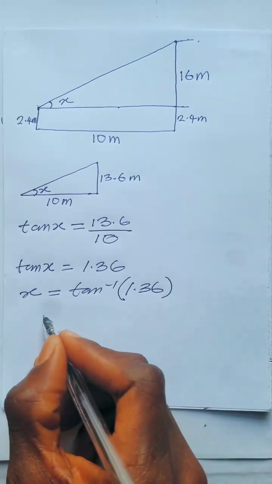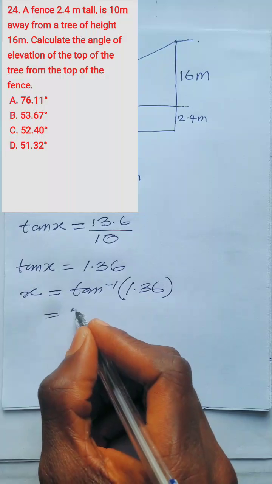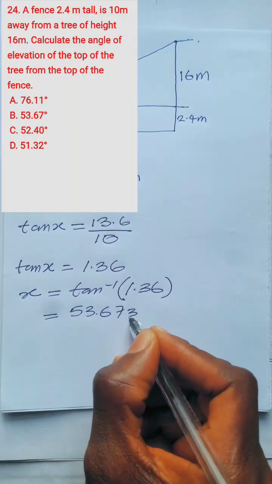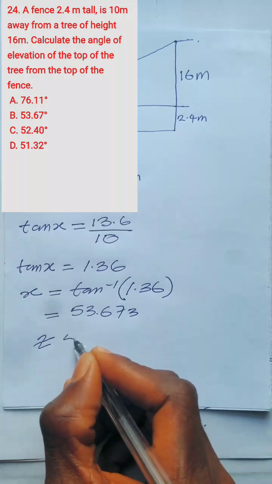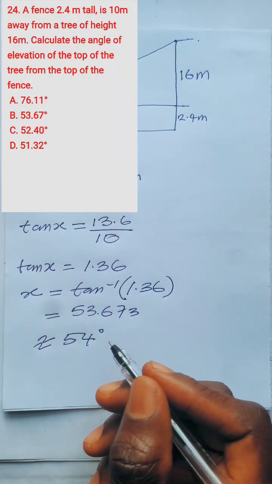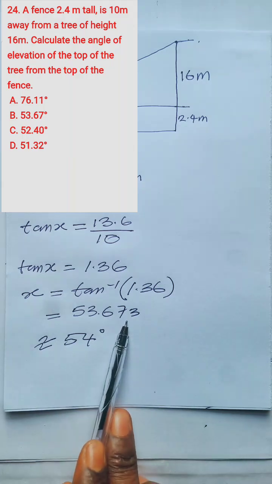And what's the answer? 53.673, which is approximately 54 degrees. And that is option B, 53.67 degrees. That is our answer.